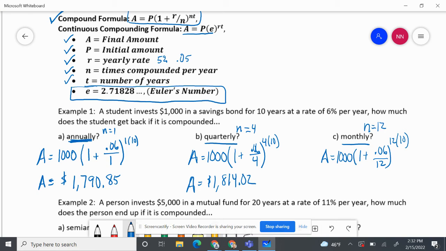We're going to start off with our 0.06. We're going to divide it by 12. Then we're going to add the 1. We raise it to the 120th. And then we're going to times it by 1,000. And that gives us $1,819.40.